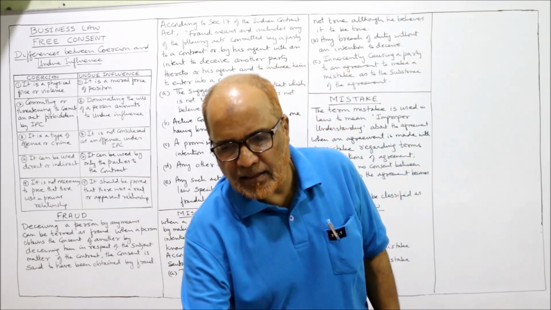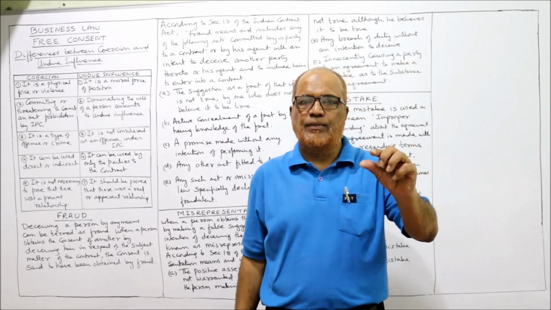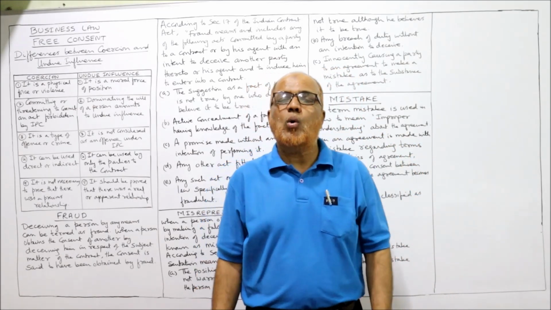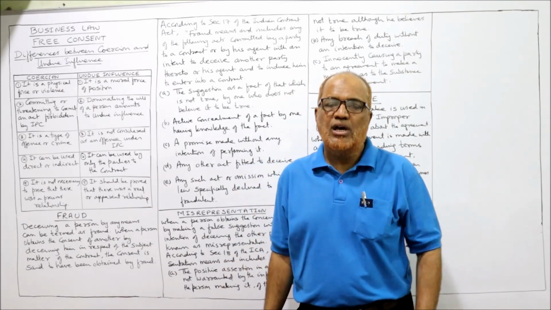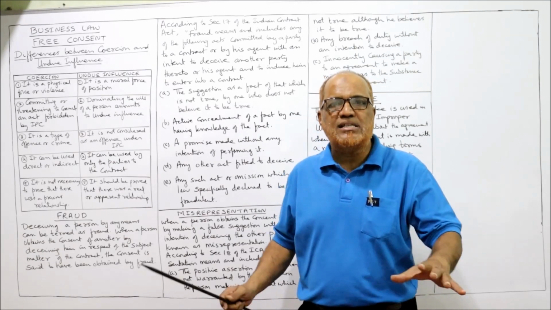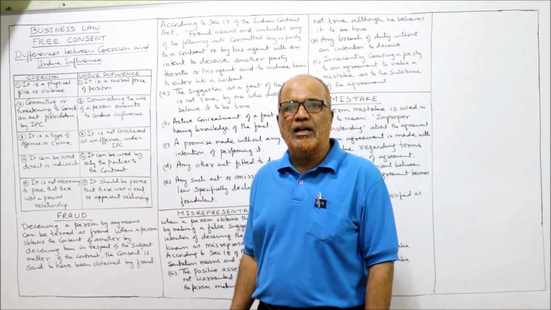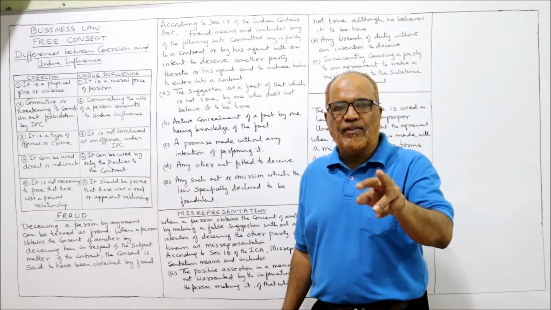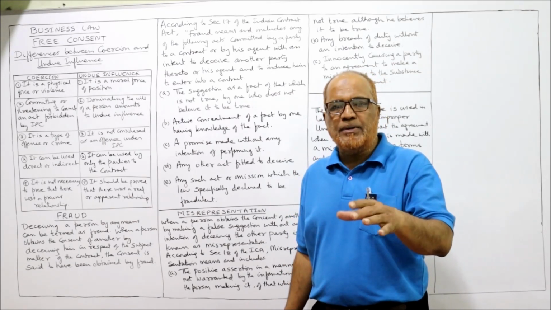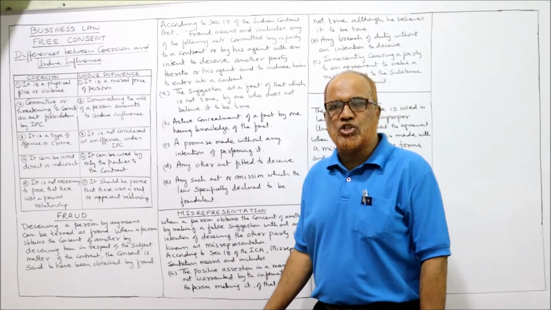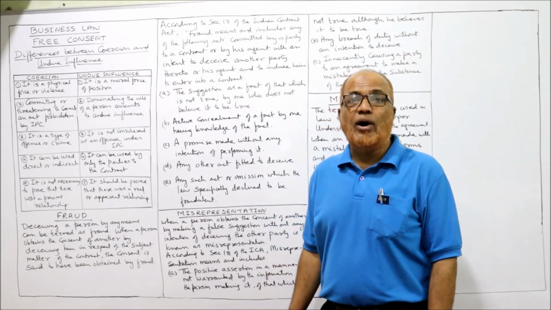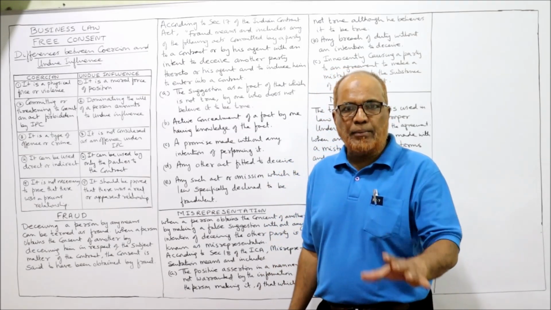Now before starting fraud, which is the next one, I will explain the differences between coercion and undue influence. Very frequently in examinations you may be asked the differences between coercion and undue influence. Both of these affect the free consent. When a contract is affected on account of coercion or undue influence, the contract will become voidable.